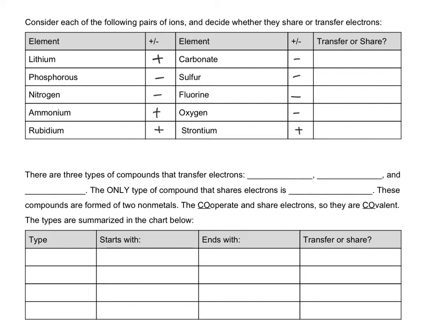All right, so I've got the signs written out here. We're going to start with this top one, lithium and carbonate. Lithium has a positive charge. It's trying to get rid of electrons. And carbonate has a negative charge.